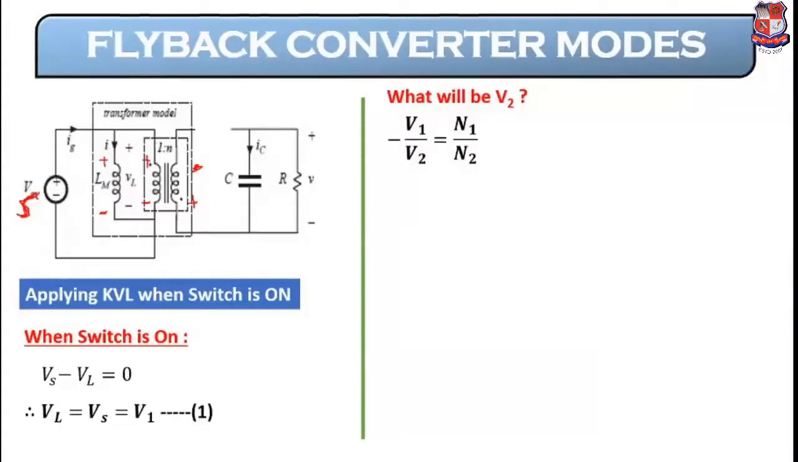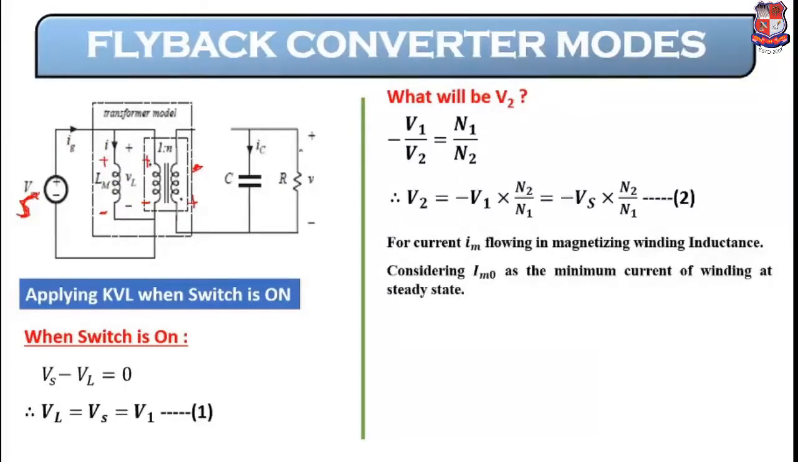So we know that for the transformer configuration, V2 by V1 is N2 by N1. Similarly, V1 by V2 is N1 by N2. But as this has opposite polarity, minus V1 by V2 will be equal to N1 by N2. So from here V2 will be equal to minus V1 into N2 by N1, and V1 is equal to Vs, the supply voltage. So this will be minus Vs into N2 by N1. This I have given as equation number 2.